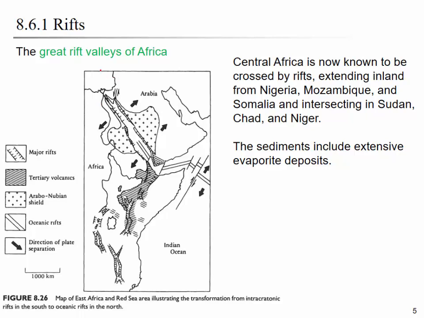And another example is the Great Rift Valleys of Africa, and you have here, this is the Red Sea. And Saudi Arabia is this peninsula, and this is the Africa continent. And what we have, major rift is along the Red Sea, and tertiary volcanic activity. This Central Africa is now known to be crossed by rifts, extending inland from Nigeria to Mozambique, and these countries, and sediments include extensive evaporite deposits. So this is another example of the rift basin.